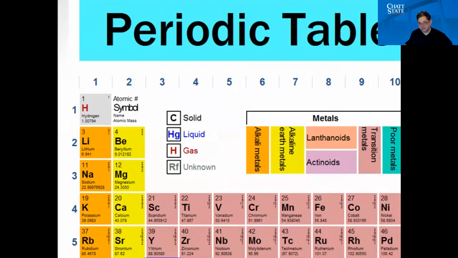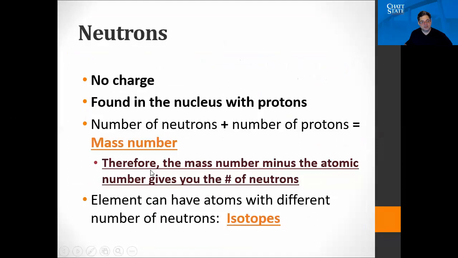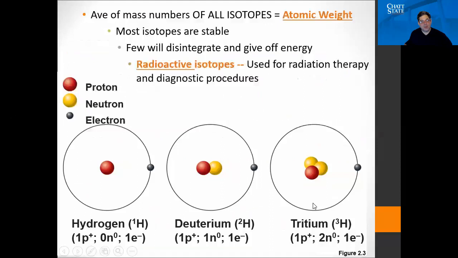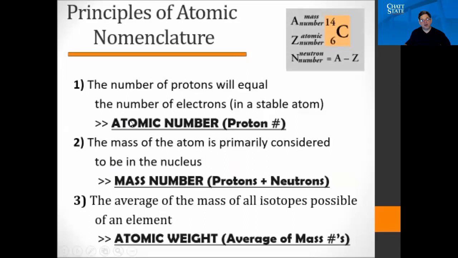So that's what's known as the atomic weight. This is probably the most difficult thing in this whole chapter, understanding what atomic weight is. The average of all the mass numbers is the atomic weight. The average of all mass numbers means atomic weight.